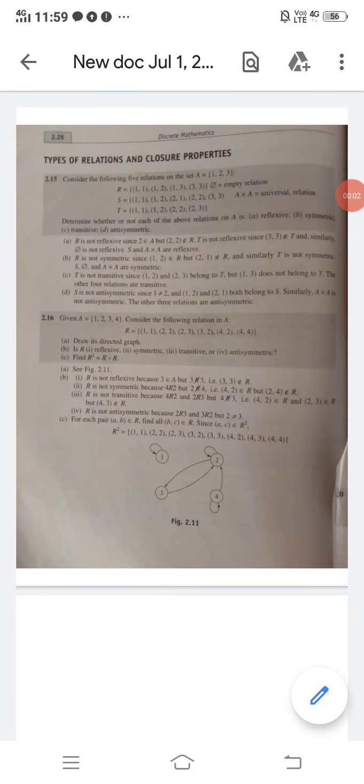Good afternoon all. In today's video of discrete mathematics, I will discuss the continuing topic, types of relations. I have discussed every kind of relation. Now I am going to tell numericals on types of relation.